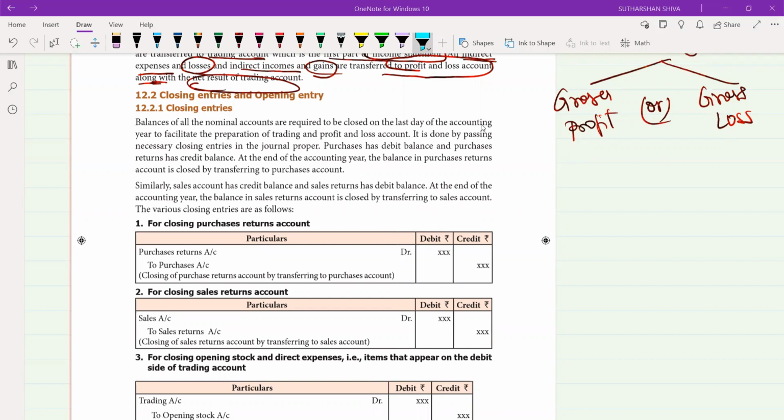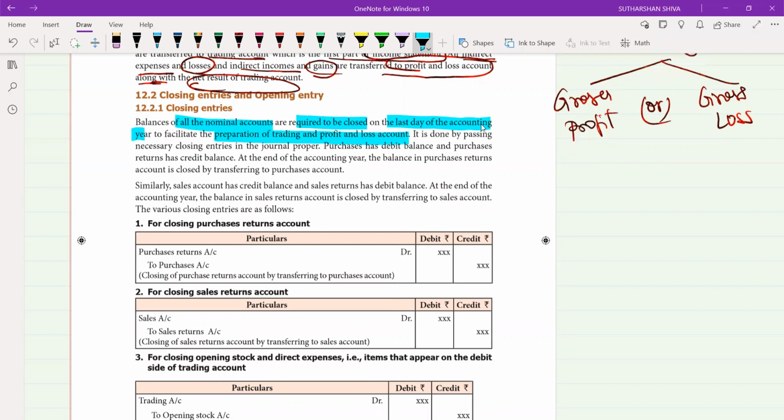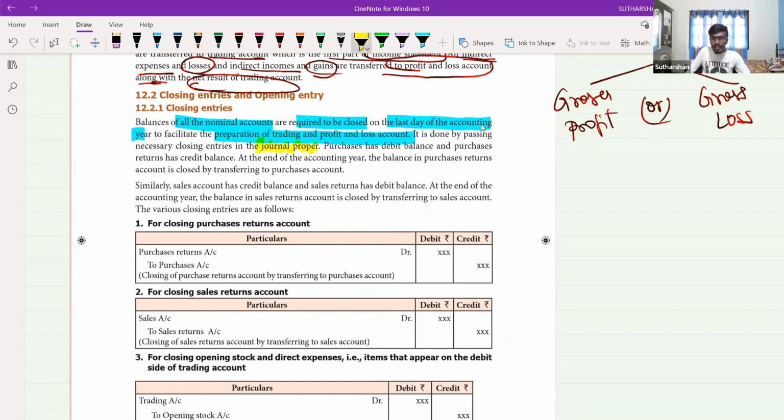Balances of all the nominal accounts are required to be closed on the last day of the accounting year to facilitate the preparation of profit and loss account. It is done by passing necessary entries in the journal. This point you need to mark as most important. It is done by passing necessary closing entries in the journal proper.